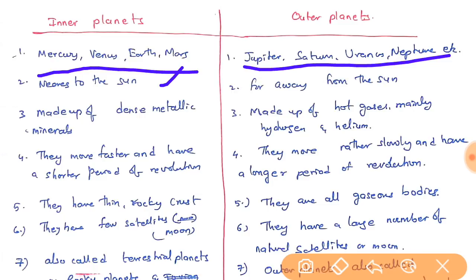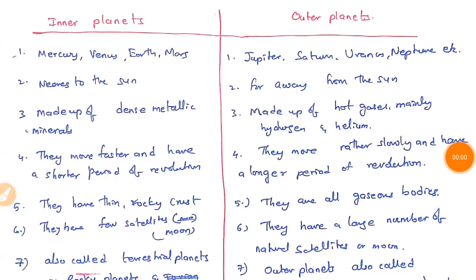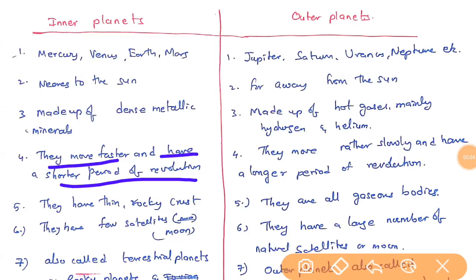Inner planets are nearer to the Sun and made up of dense metallic material. Outer planets are far away from the Sun and made up of hot gases, mainly hydrogen and helium. Inner planets move faster and have a shorter period of revolution. Outer planets move rather slowly and have a longer period of revolution. We have a table below comparing the rotation and revolution of the inner and outer planets, and there is a surprise waiting for you.